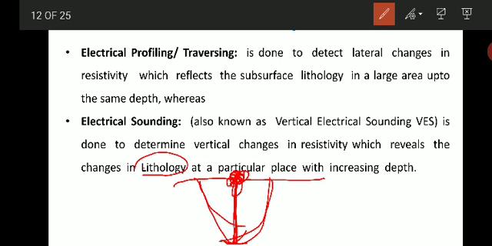Whereas profiling covers laterally, for a longer distance up to the same depth, and gives the information. So that is the difference between electrical profiling and sounding.